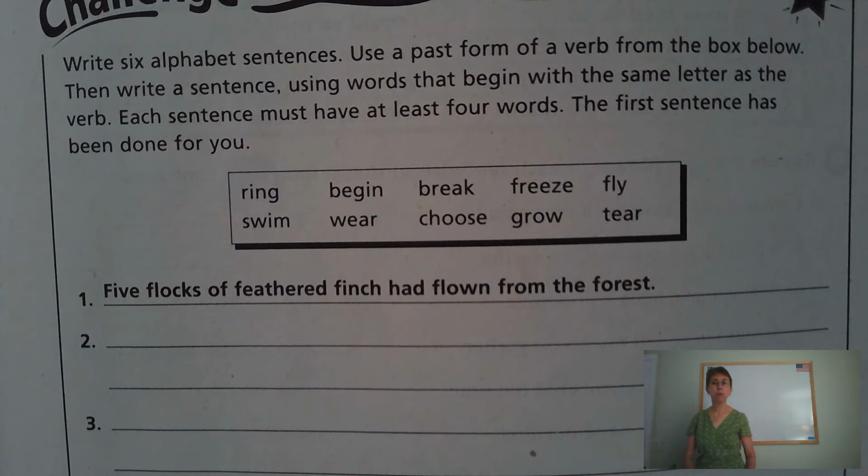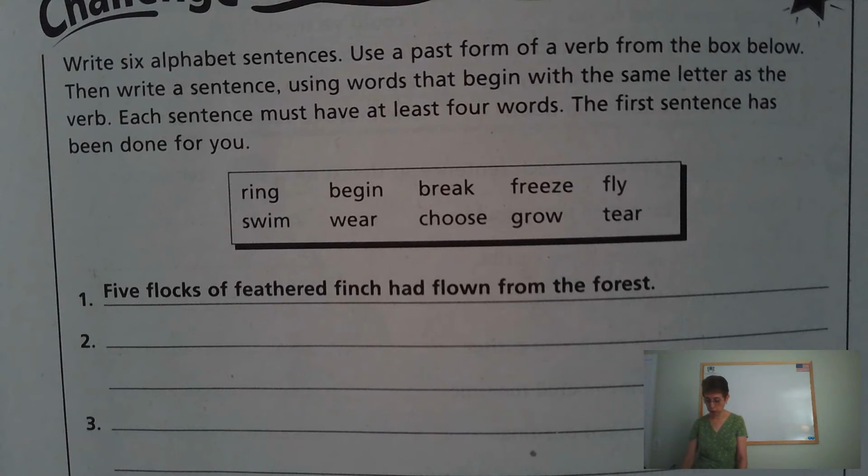You have 5 flocks. Groups of birds are called flocks. So here you have 5 flocks of feathered finch. And finch is a type of bird, so they just described it as feathered finch, had flown from the forest. So you're saying you had 5 flocks of birds that flew from the forest. Basically, that's what they're saying. And in doing that, they made it a little bit of a tongue twister. 5 flocks of feathered finch had flown from the forest. You can see that pretty much every word in that sentence begins with the letter F, with the exception, of course, of your helping word, and then you have the of and the. But that gives you an example of what you need to do.